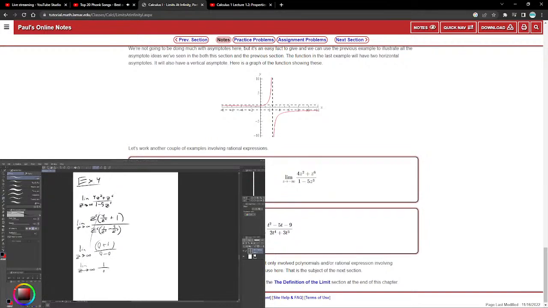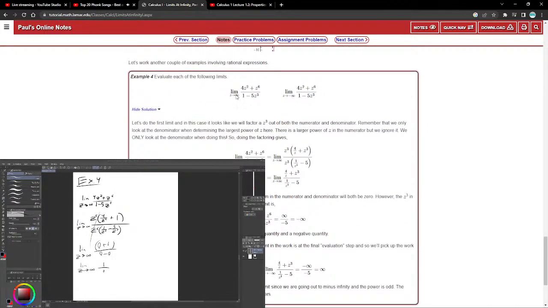Okay, I'm stuck. What do you do? Let's do the first limit. And in this case, it looks like we will factor a z cubed out of both the numerator and the denominator. Oh wait, you don't factor the biggest from the top and bottom? Okay, wait, let me try that.